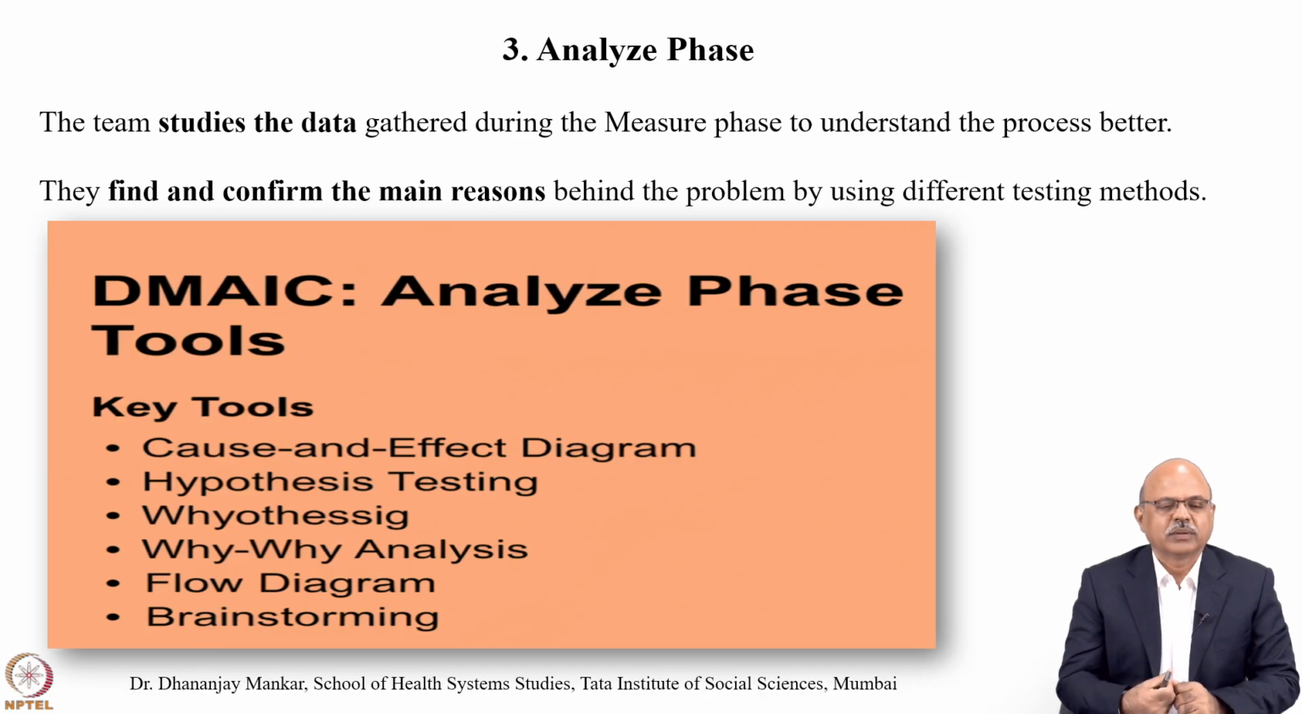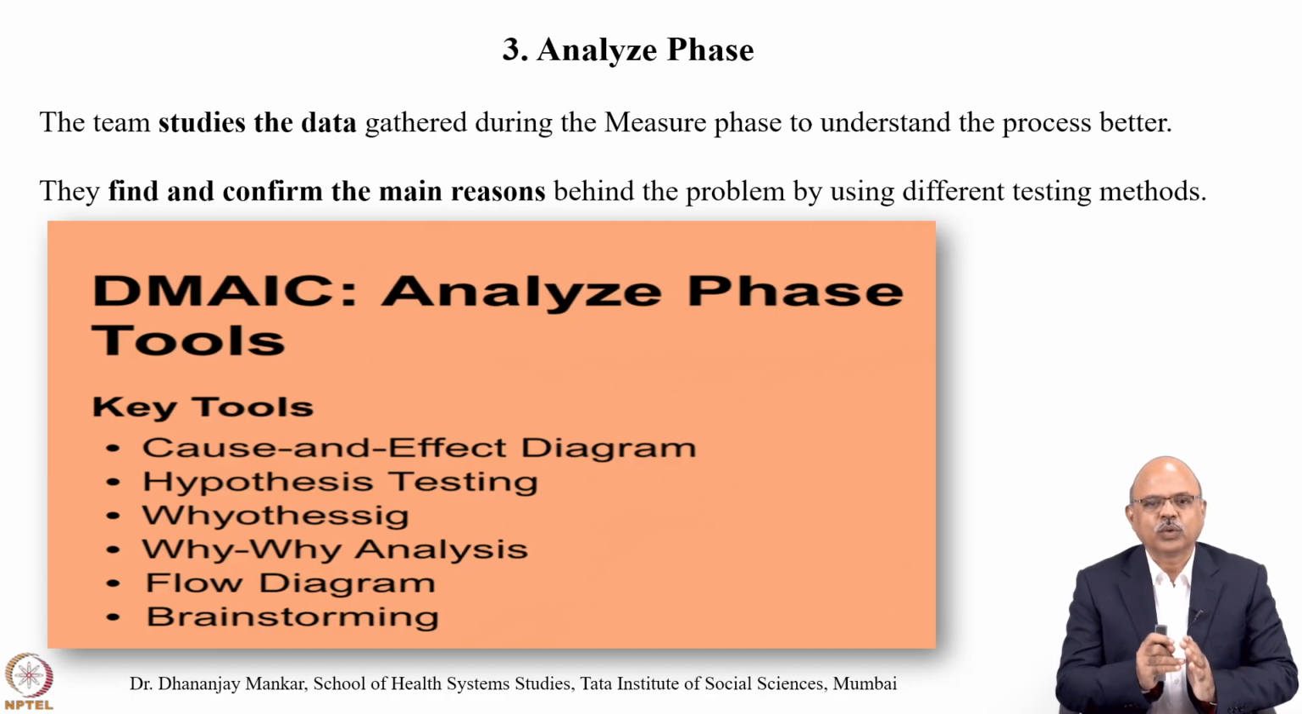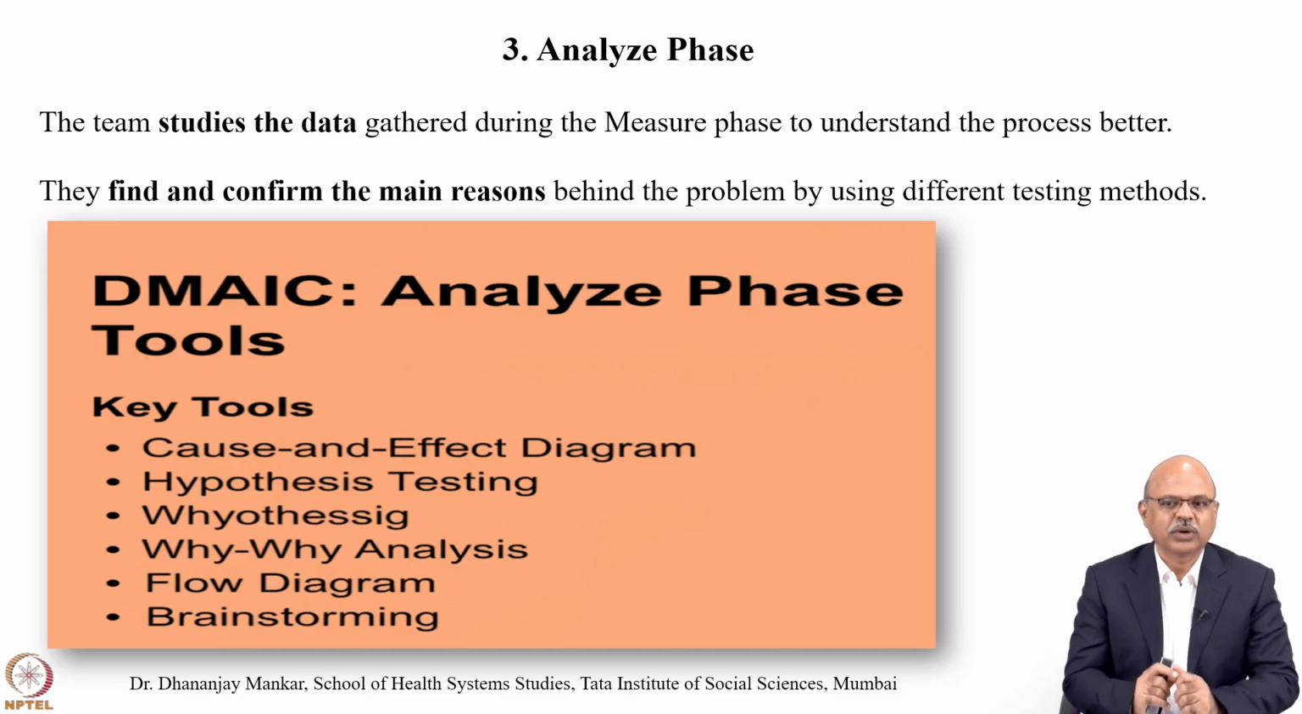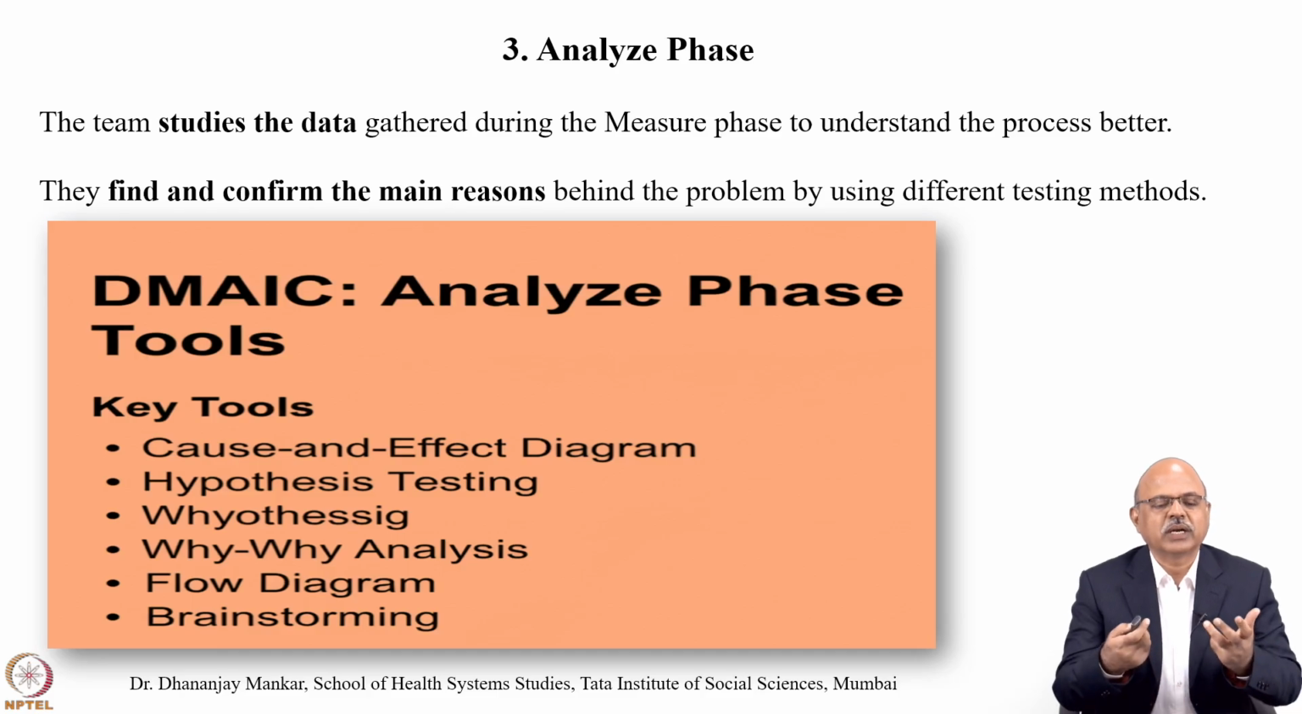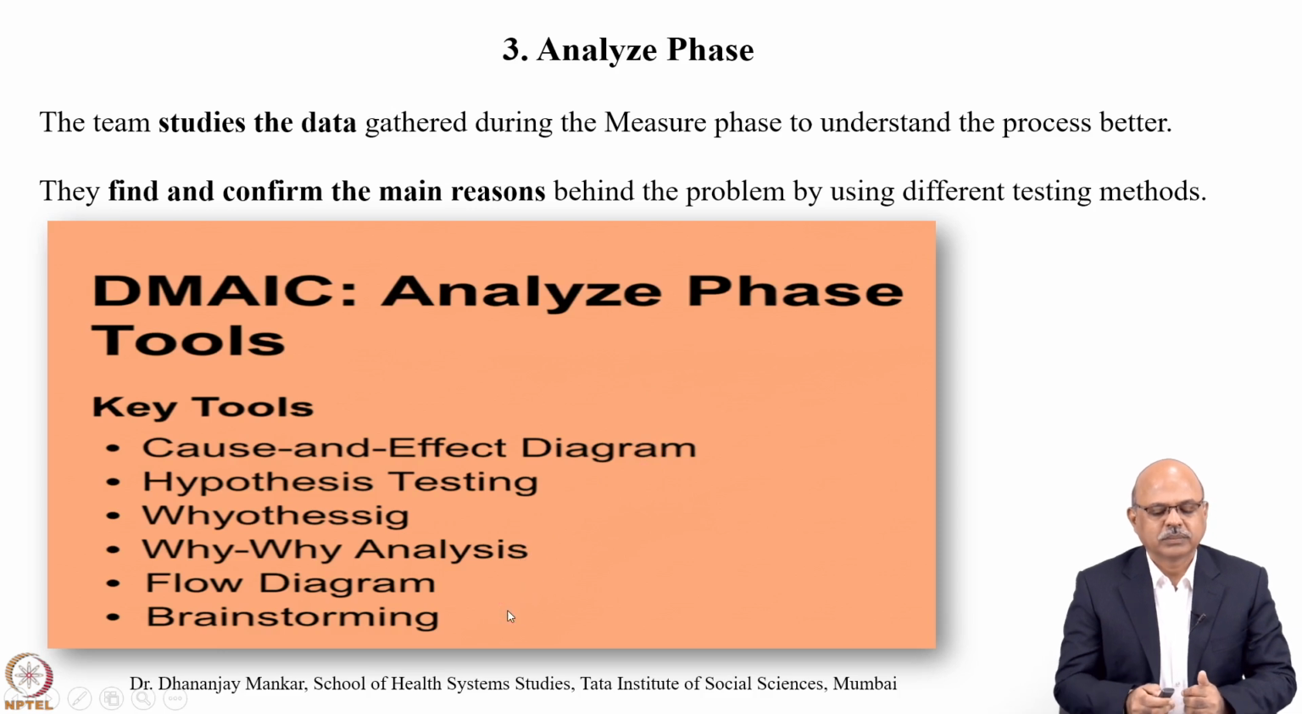Then comes the analyze phase. The team studies the data gathered during the measure phase to understand the process better. So once you are in the measure phase and you are understanding the process better, you are able to analyze this. They find and confirm the main reasons behind the problem by using different testing methods. The key tools that can be used in the analyze phase are cause and effect diagram, hypothesis testing, why analysis, flow diagram, and brainstorming.